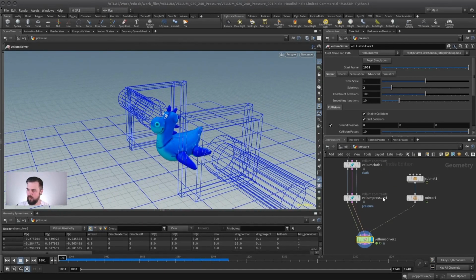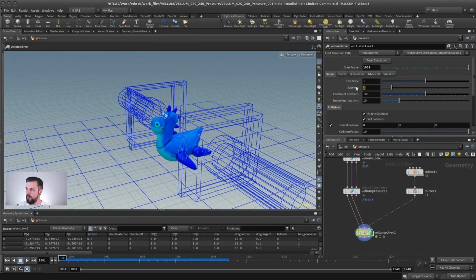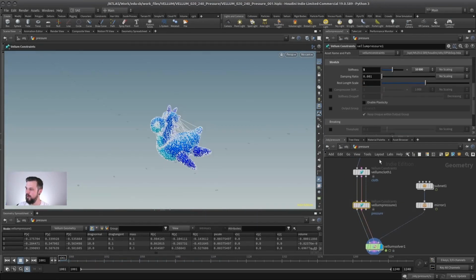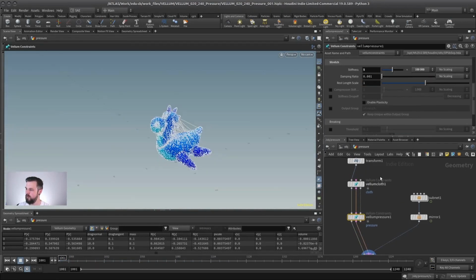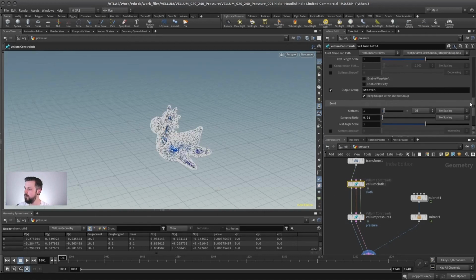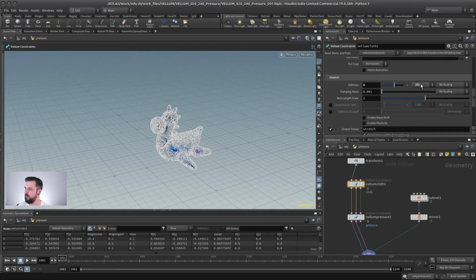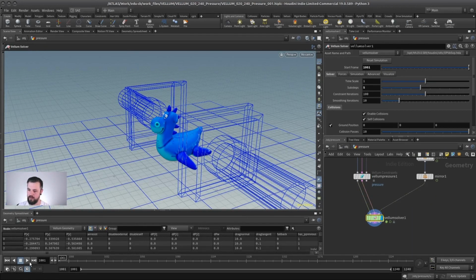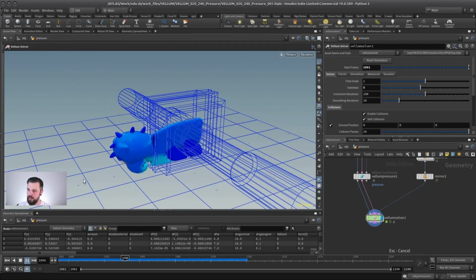Now it wobbles around a lot here. This has to do again with the sub-steps. So let's maybe increase them and make the pressure a bit stronger, and maybe also lower the stretch stiffness a little bit. And let's see how this looks, just to get a feel for it. And I think now you can see it looks even better and shows pretty well the idea behind the pressure constraint.